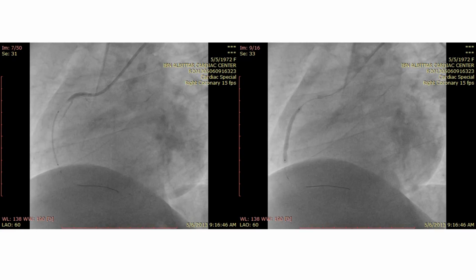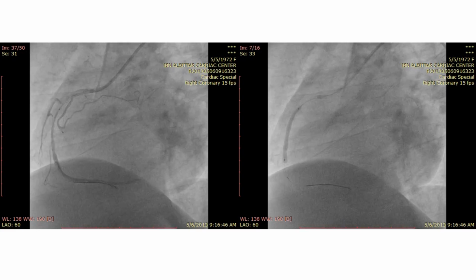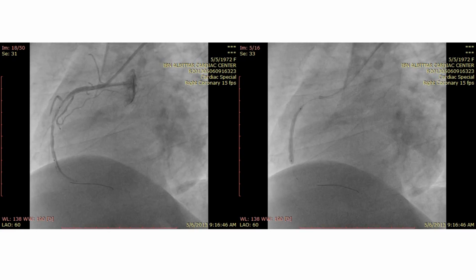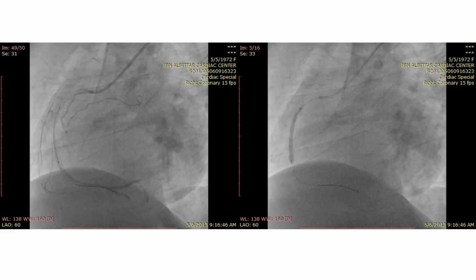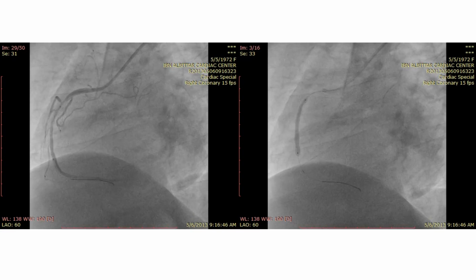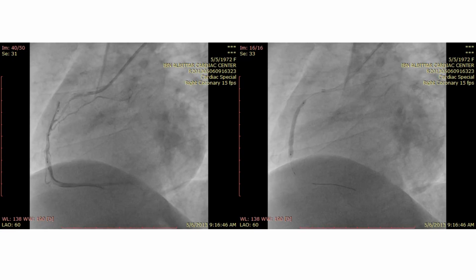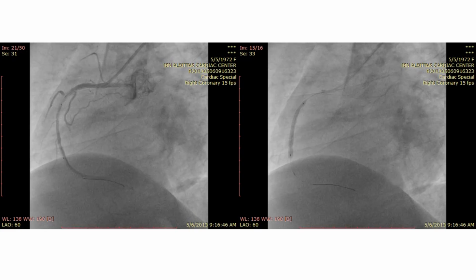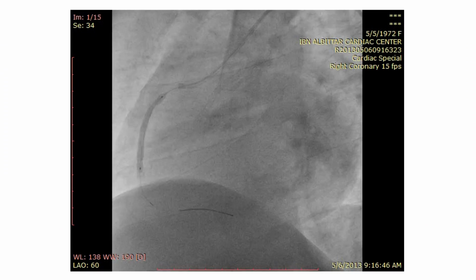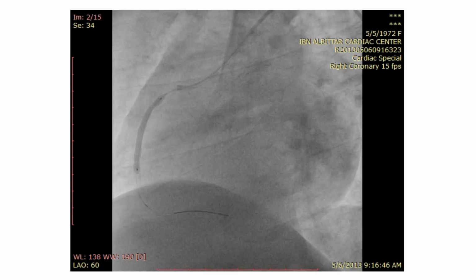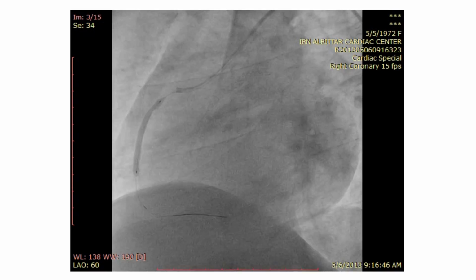But it's apparent from the balloon inflation during stenting that the lesion needed more preparation before stenting. So we depended on higher pressure inflation after stenting. This is the view after the first stent, which was the longest stent available at that time.